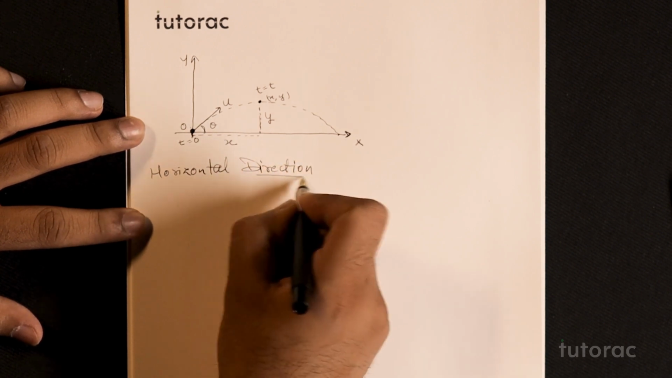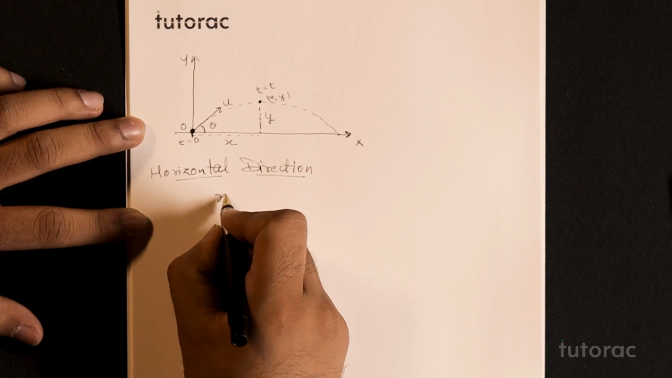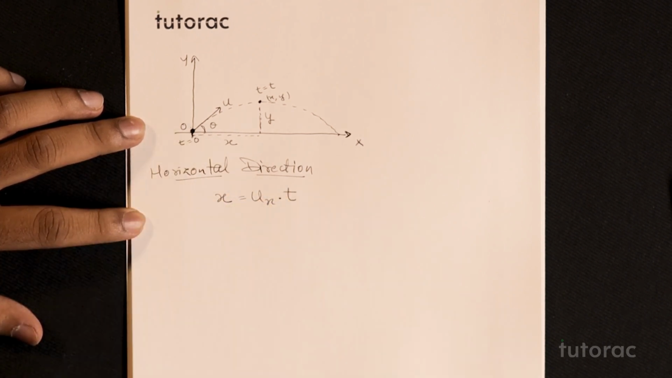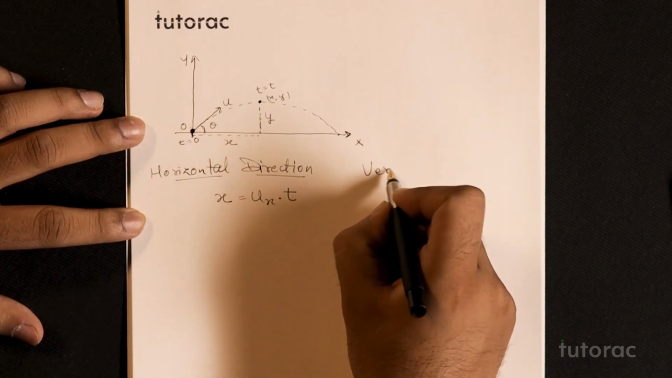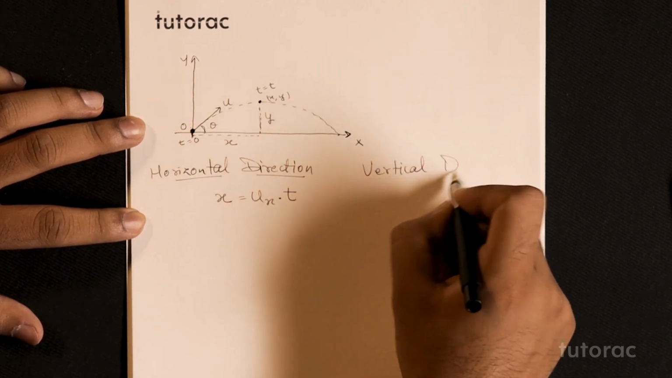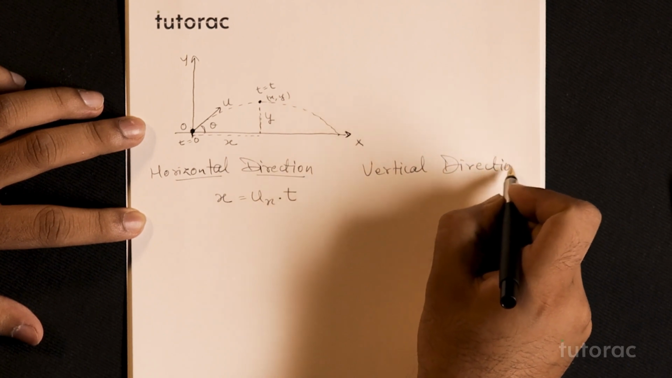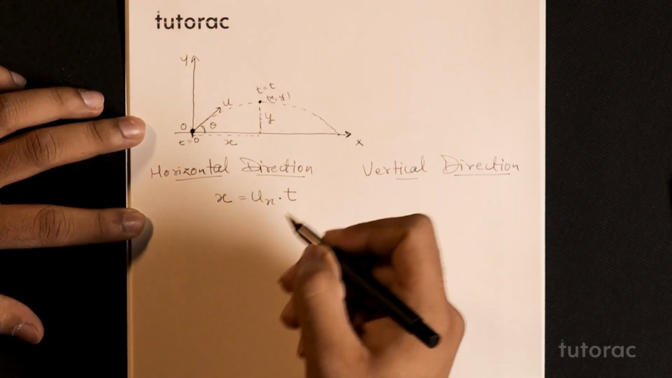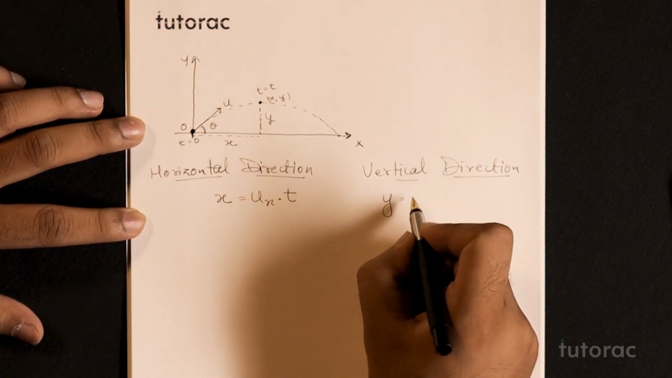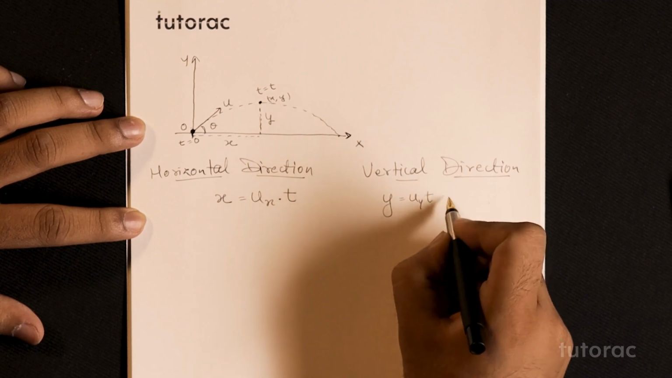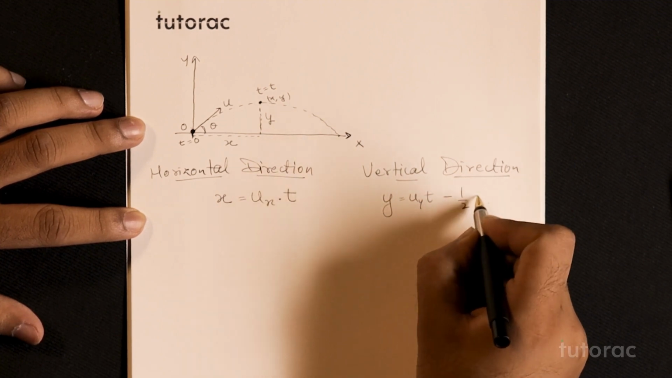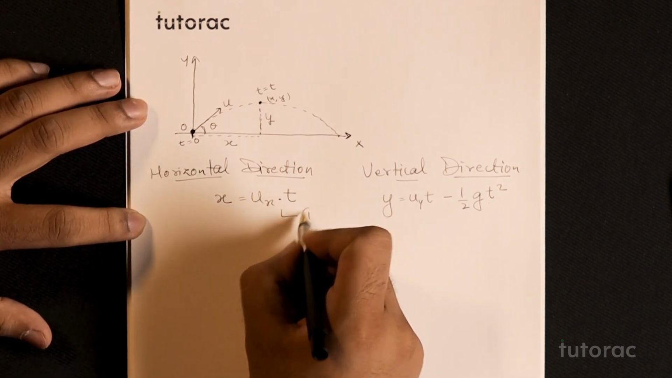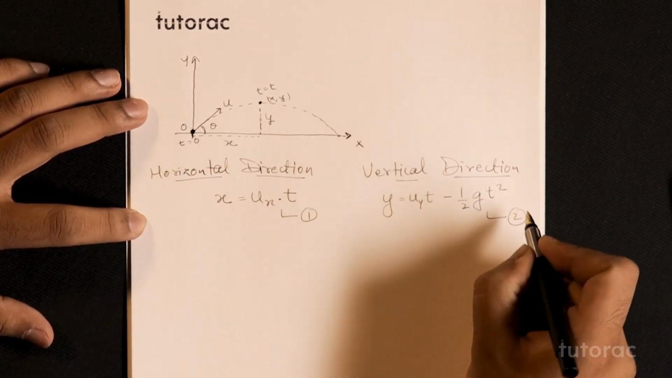Along the horizontal direction, the distance covered x can be written as ux into t. And along the vertical direction, since the particle is performing uniformly accelerated motion, the height attained y can be written as uy t minus half g t square. Let's say this is equation 1 and this one is equation 2.